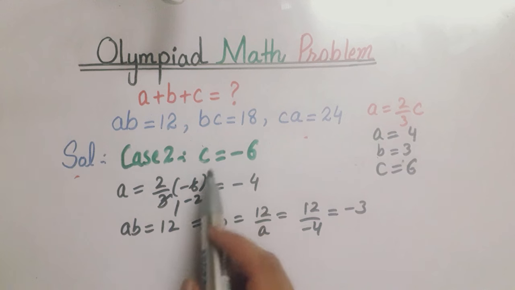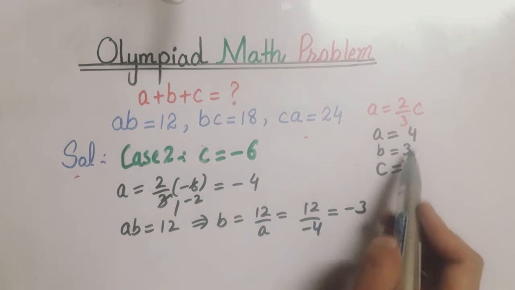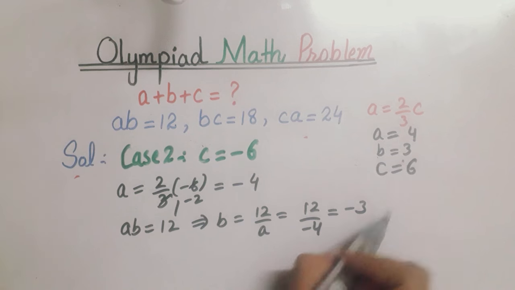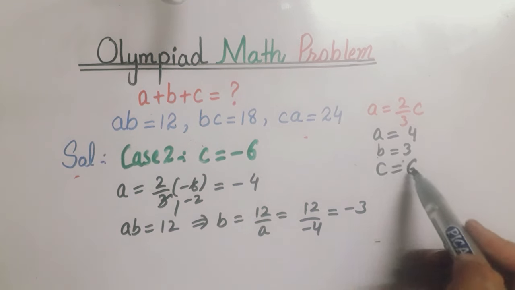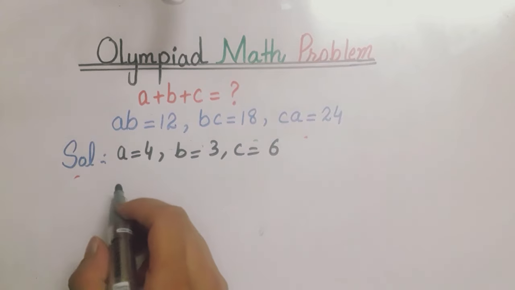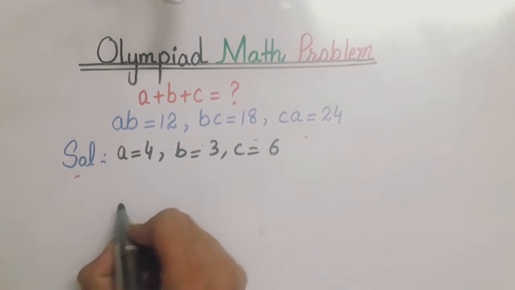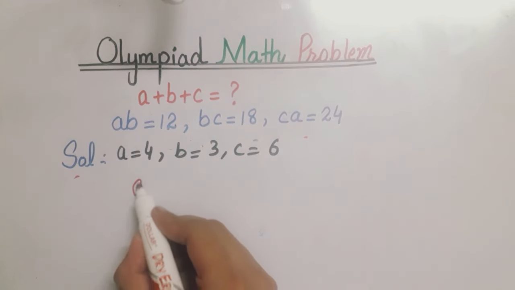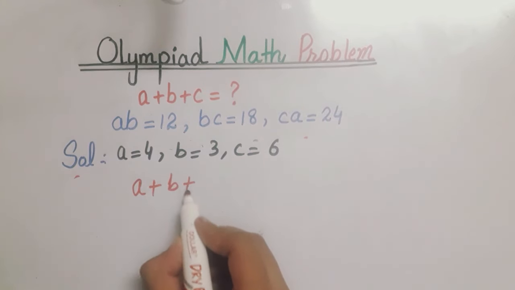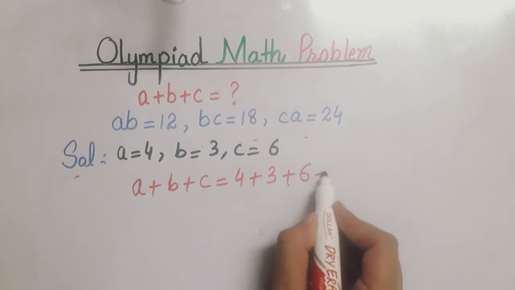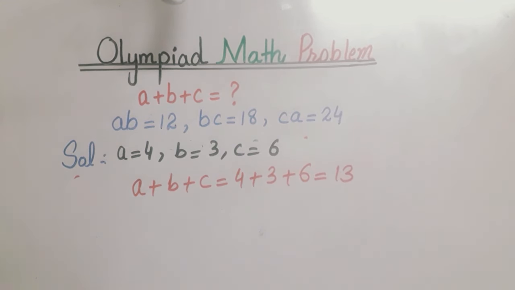Now we can easily see that when C is negative, A and B are also negative. When C is positive, A and B are also positive. Now when A is 4, B is 3, C is 6, we have to find A plus B plus C. So we write A plus B plus C. This is 4 plus 3 plus 6, which is 13.